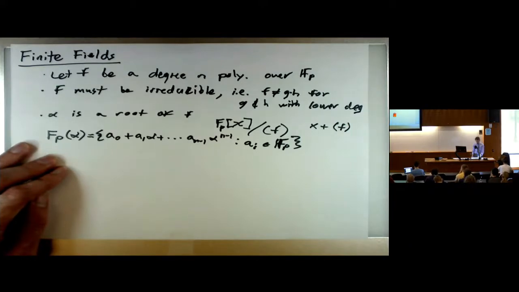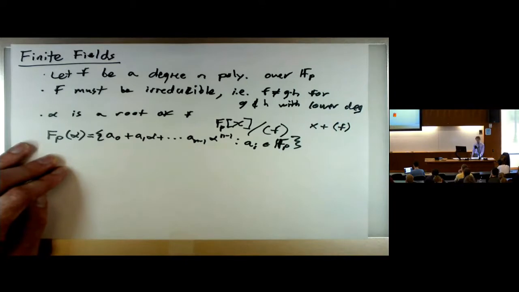And you can see this because if they were linearly dependent, then you would have a polynomial of lower degree satisfied by alpha. And so then f itself would not be irreducible because that polynomial would be a factor of f. So that gives you the fact that it's a basis.